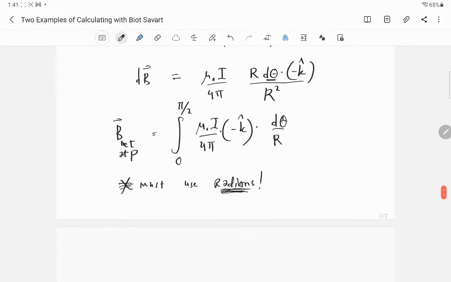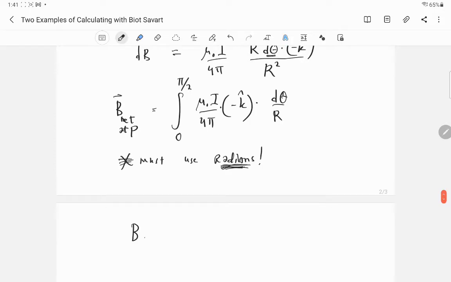Okay, so here we go. If I want to integrate this, the only thing that depends on the angle is d theta, so everything else is a constant. So the net magnetic field at the position P is mu naught I over 4 pi. It's got the negative k hat, because remember that the net magnetic field is going to be a vector, so I've got to have vectors being added together. And then I've got the 1 over R. And then the integral of d theta from 0 to pi over 2 is just pi over 2 radians.